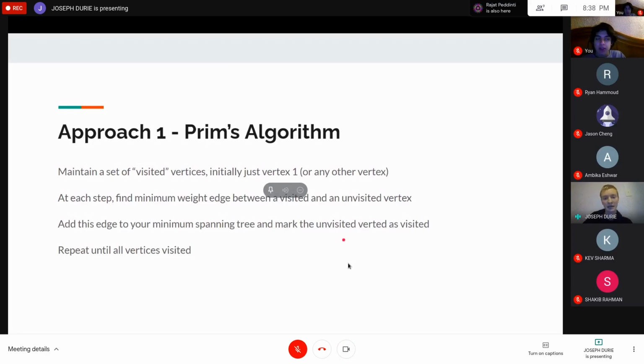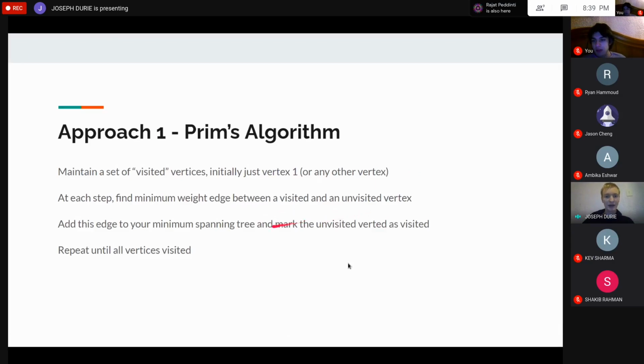So to start off, just have a set containing, say, just vertex 1, or any arbitrary vertex, really. And then at each step, you want to find the minimum weight edge between a visited vertex and an unvisited vertex. Then add that edge to your minimum spanning tree and add that unvisited vertex to your visited set. You're going to repeat this until all the vertices are visited.